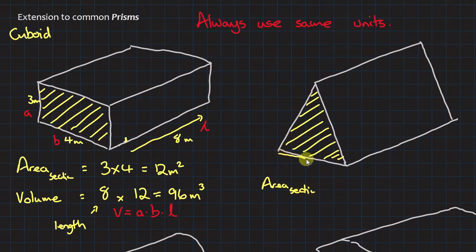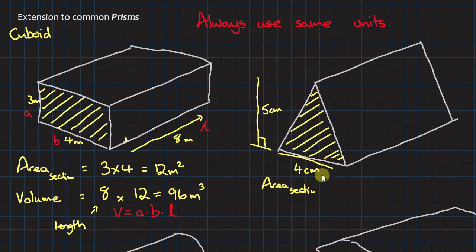So I need the base, which I'm going to say is 4 centimeters. Perpendicular height, I'm going to say, is 5 centimeters. Notice perpendicular height. In the next couple of lessons we'll be talking about this slanting height and how we can calculate it, to do with finding the areas of shapes. But this height must be at right angles to the base.